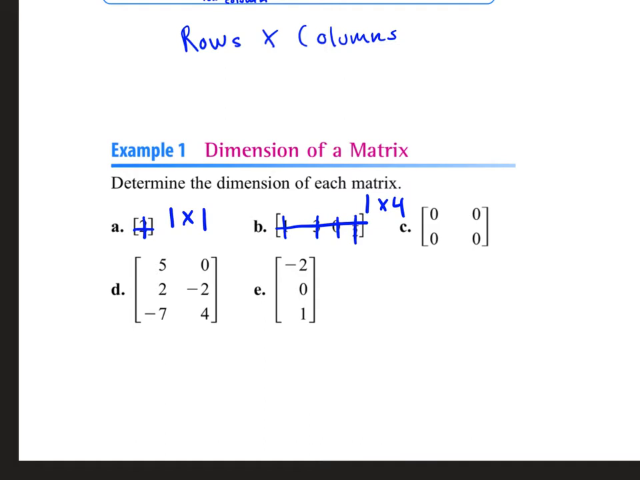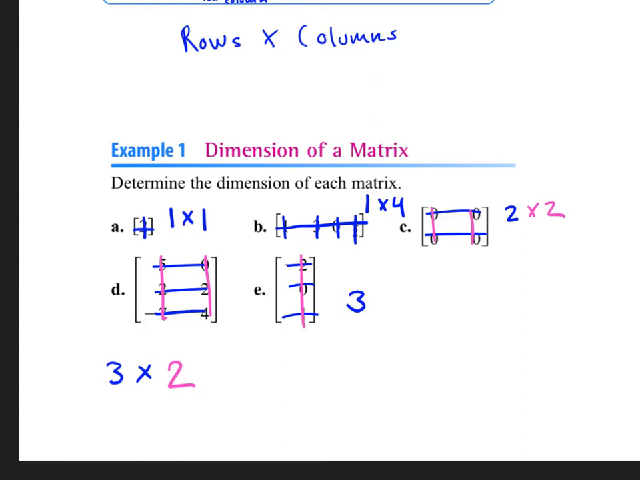In C, how many rows do we have? 2. And how many columns? 2. In D, how many rows? 3. And how many columns? 2. And in E, how many rows? 3 rows.